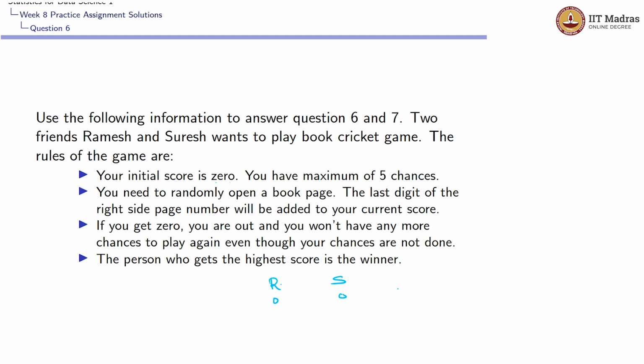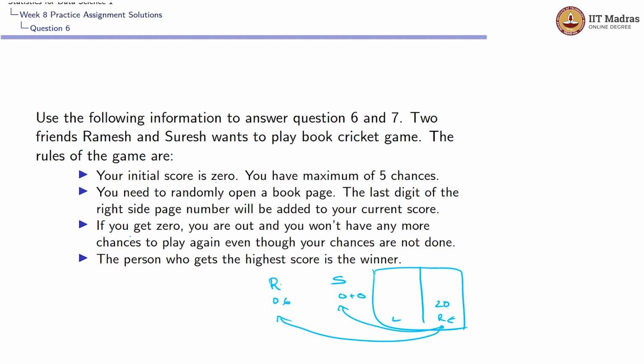So we will be having a page, right? Suppose this is a book. This is the left side, this is the right side. Whatever value we have in the right side, that score will be added to Ramesh or Suresh. Suppose if it is 26, then 6 will be added to Ramesh's score. And if Suresh opens, let's say 20, then 0 will be added to Suresh's score.